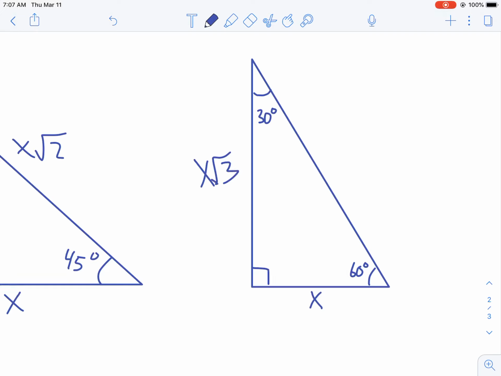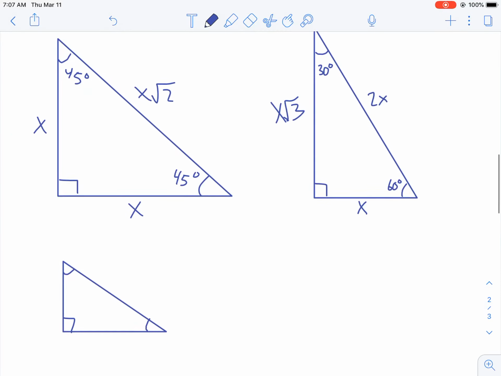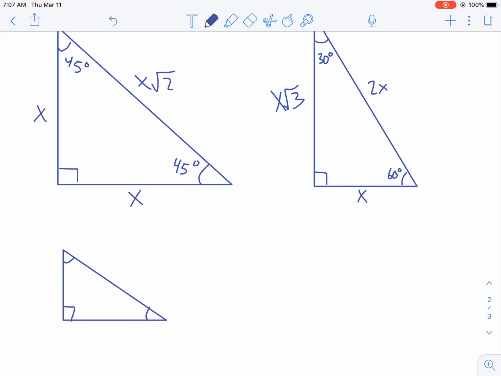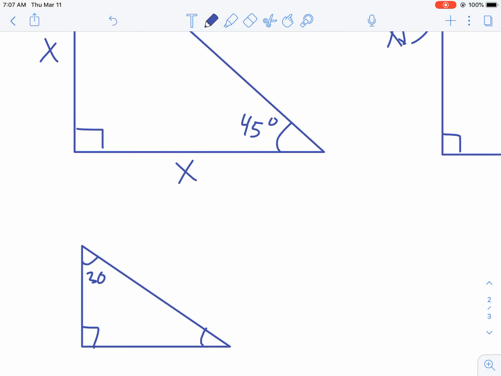You don't need to have this memorized, but you should be able to look at this triangle template already drawn from your notes, and apply it. And then the other thing is the hypotenuse, directly across from the right angle. That's 2x. So this is the template for this one. I could give you a bunch of different things. Let's say this is 30 and this is 60.